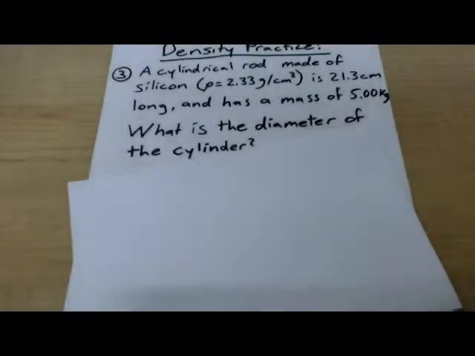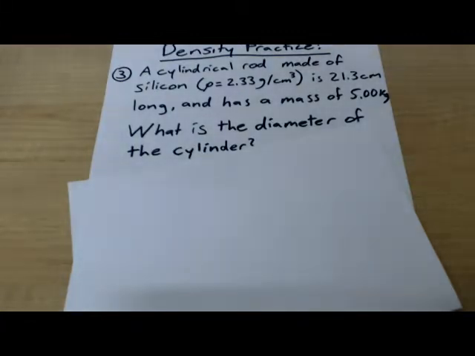Okay, so this would be our last density practice problem. A cylindrical rod made of silicon, and the density of silicon is 2.33 grams per centimeter cubed, is 21.3 centimeters long and has a mass of 5.00 kilograms. What is the diameter of the cylinder?